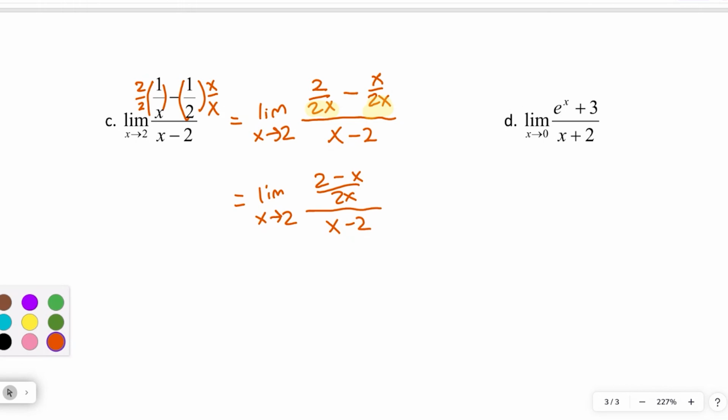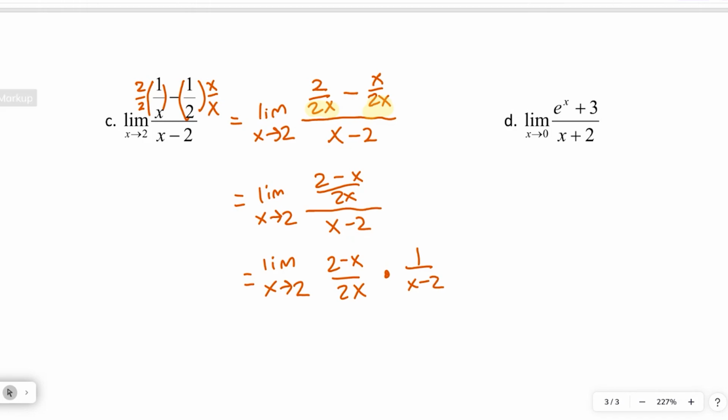So I'm going to rewrite this as the limit as x approaches 2 of 2 minus x over 2x, times 1 over x minus 2. And I can see that these two factors are very similar, but not exactly the same. They don't cancel out right away, but we could factor out a -1 like a GCF from the numerator to force that factor to be x minus 2. So it will end up looking like this once we put it all together.